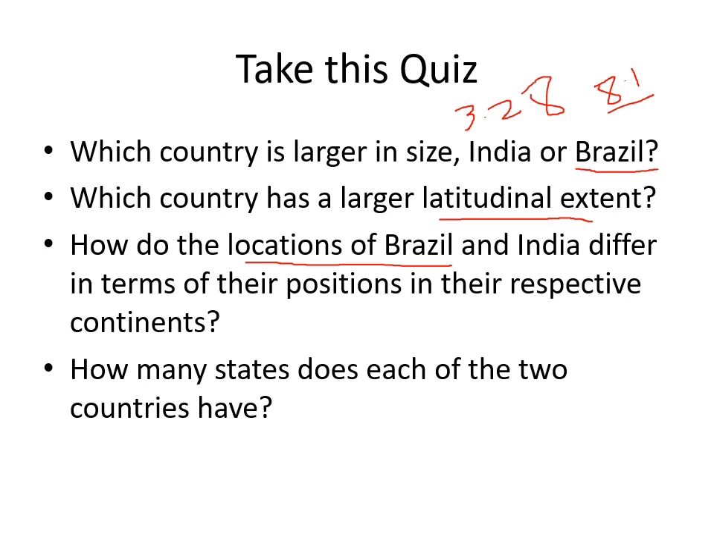Now, how many states do both these countries have? Children, till recently India had 29 states, but now we have converted Jammu and Kashmir and Ladakh into union territories. So there are 28 states in India and 8 union territories. One union territory has been added, that is Ladakh. If you talk about Brazil, Brazil has 26 states and one federative district.